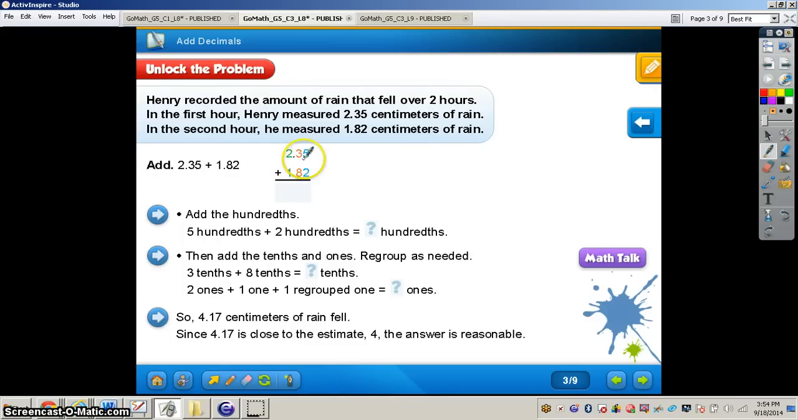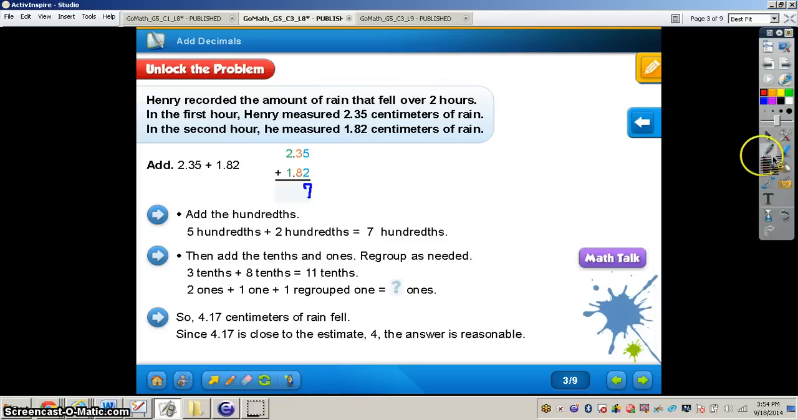Okay, so the first thing you will do is add the hundredths place. So start to the very right, just like you would do a regular addition problem. So 5 and 2, that gives you 7. Okay, so 5 hundredths plus 2 hundredths, you can see here, gives you 7 hundredths. And let's write that down. Then the next thing you want to do is add the tenths place. We have 3 tenths plus 8 tenths, and that is actually going to give you 11 tenths.